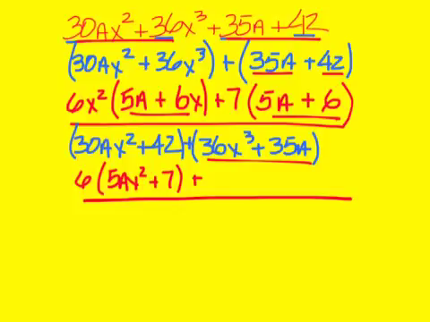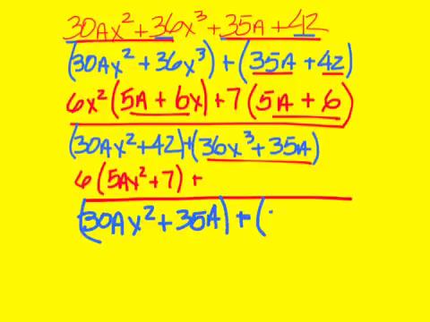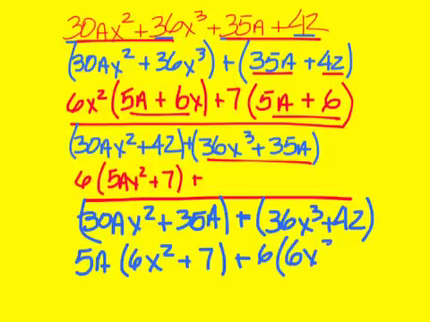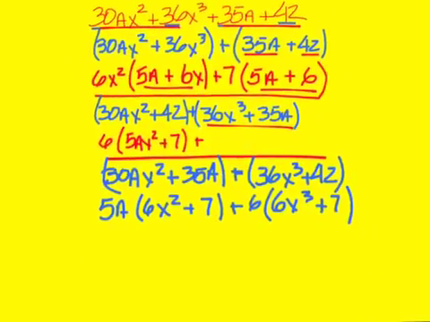We can give it a try. I'll work it out anyway. We can do 30ax squared plus 35a. And then on the second part we would have 36x to the 3rd and plus 42. So over here I can take out a 5a and be left with 6x squared plus 7. And over here take out a 6 and have 6x to the 3rd plus 7. Do I have the same quantities? No. The answer to this one is not factorable.